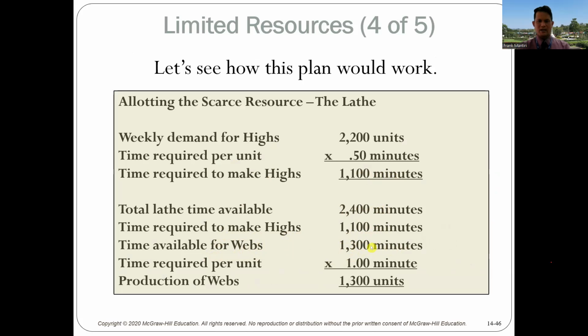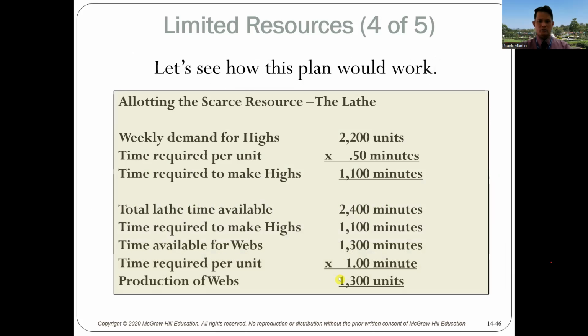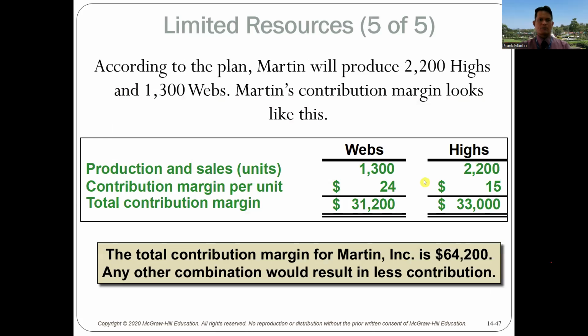Okay, so 1,300 times 1, you will get 1,300 units for producing webs. All right. So according to the plan, Martin will produce 2,200 highs and 1,300 webs. Now this is how the Martin contribution margin will look.